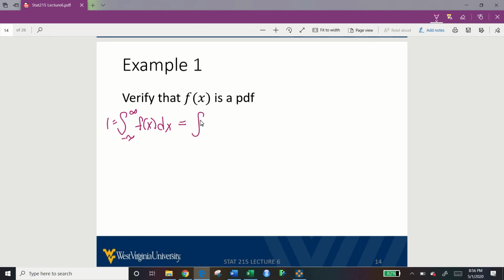So, because the bounds of our function are from -1 to 2, we don't actually have to go from -infinity to infinity. And our function is x squared over 3 dx. Now that everything's set up, we need to simply integrate.